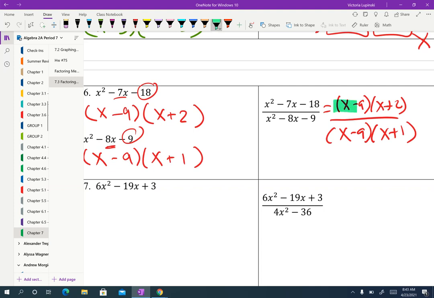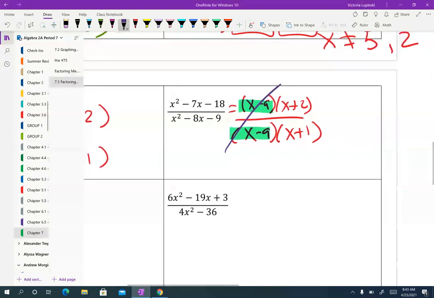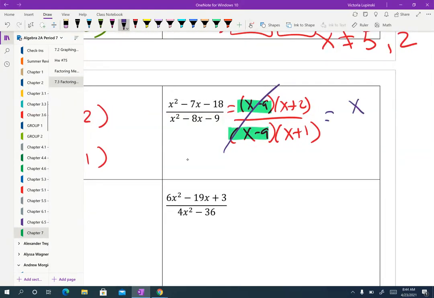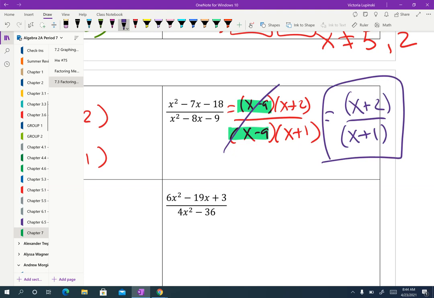Again, if you have any pairs that are exactly the same, you can cross those out entirely. It just reduces to be a positive 1. So you're going to be left with an x plus 2 up top and an x plus 1 on the bottom. Again, feel free to put parentheses around those if you want. There is no more reducing that is allowed. You cannot cancel those x's because of the x plus 2. Those have to stay together, and the x plus 1 as well.